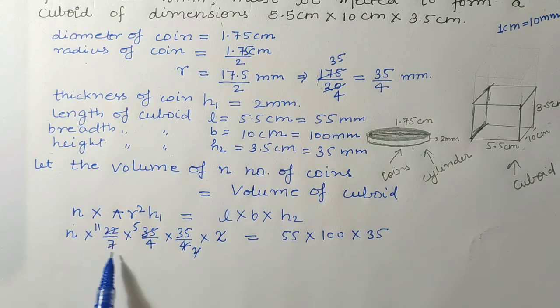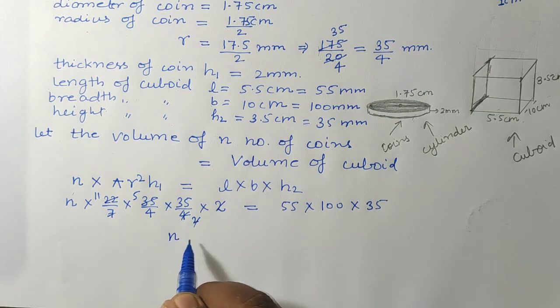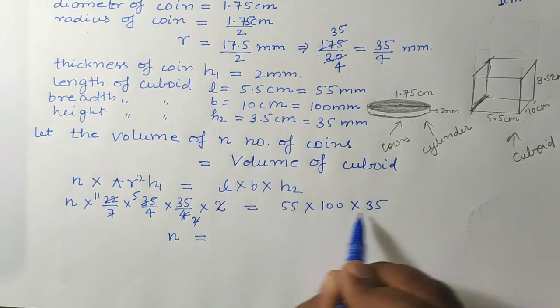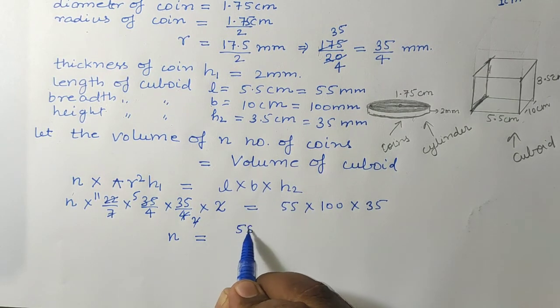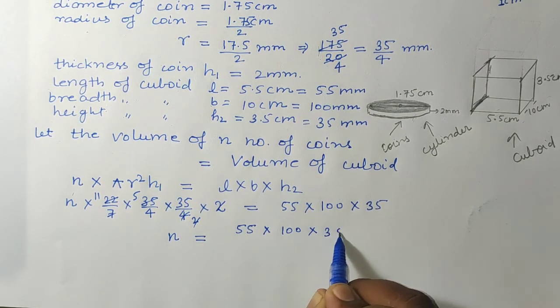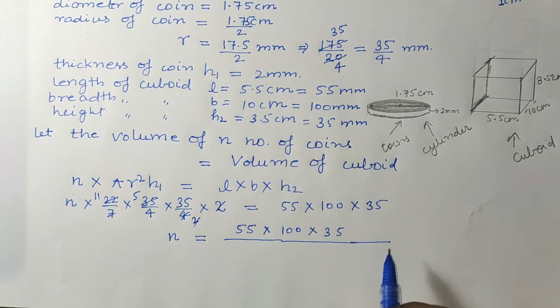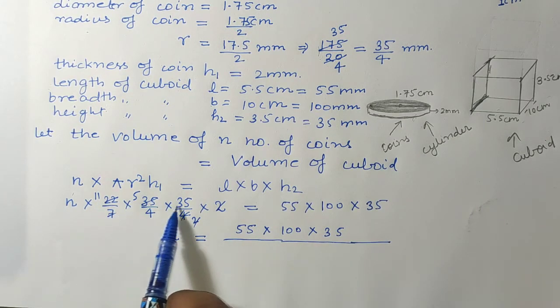Okay students, whatever numbers are left, we will shift to the right hand side so that we can find the value of n. After that, on the left hand side we write n, and on the right hand side we write the values that were there: 55 into 100 into 35. And in the denominator, what will we write? In the denominator we write all these numbers.